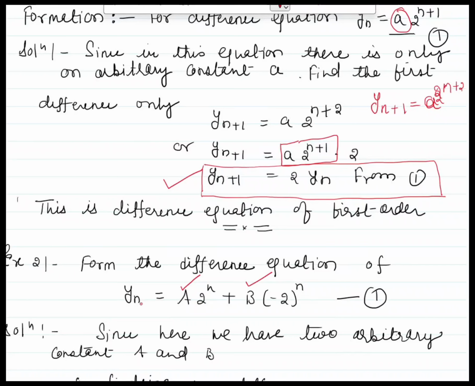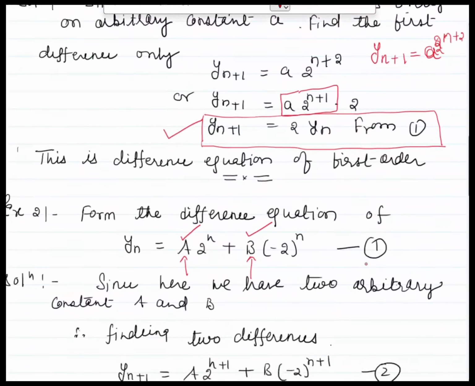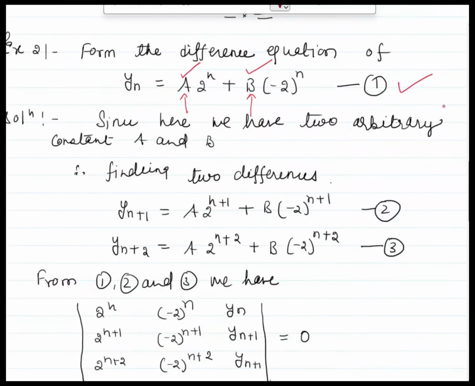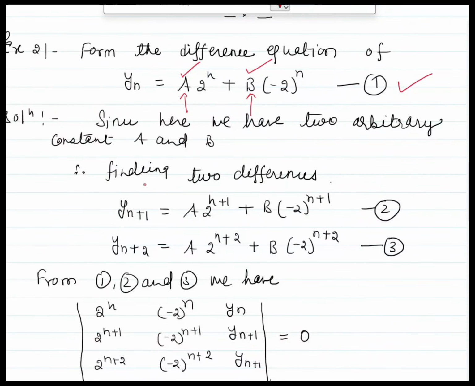again with the dependent and independent variable, and we have two constants a and b. So since we have two constants, to remove these two constants we can just find two differences, right? Two differences means, this is suppose we are supposing equation number 1. So what we will do, we'll find the next difference. What is the next difference?